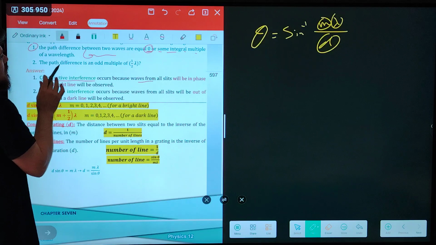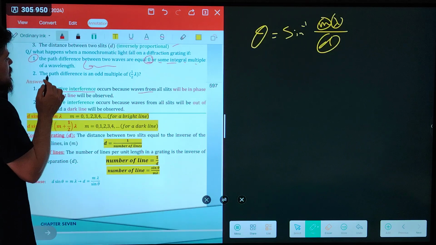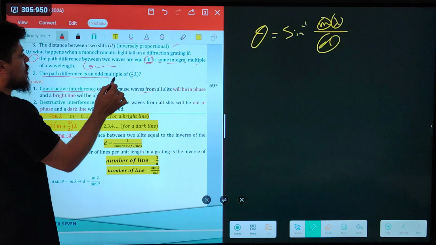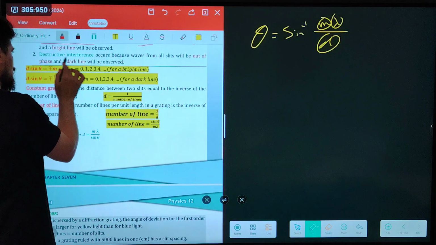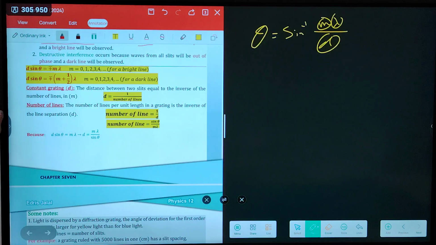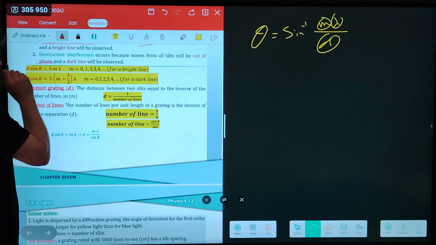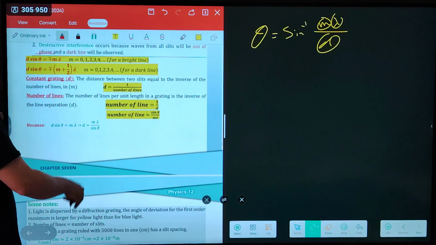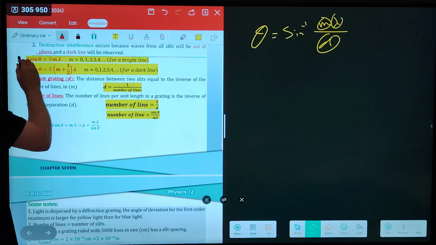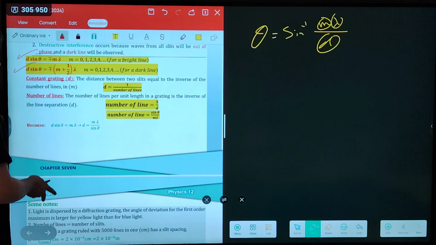So what happens in the diffraction grating? If the path difference is an odd multiple of half the wavelength, destructive interference occurs, because the waves from all slits are out of phase, and a dark line is observed. This equation is used for the bright fringe and this one for the dark fringe.